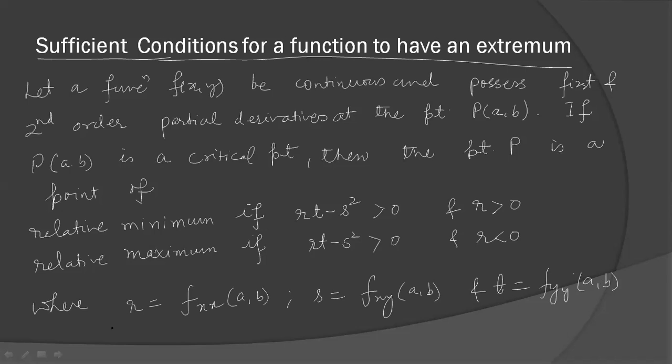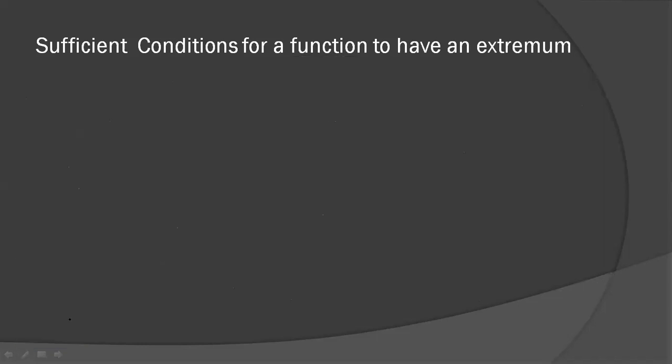What about if rt minus s square is not greater than 0? When rt minus s square is 0, we have to investigate further. Further investigation is needed. In this GATE syllabus, I am not discussing it, but if someone is interested, he or she can personally discuss with me.